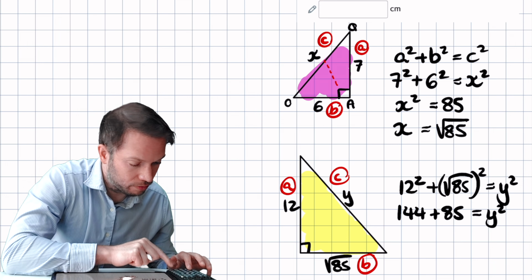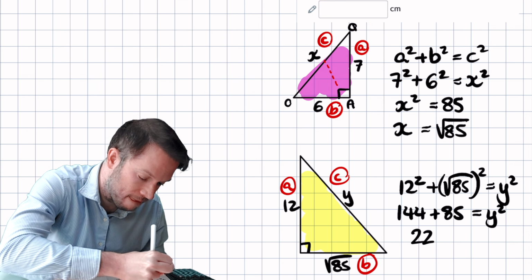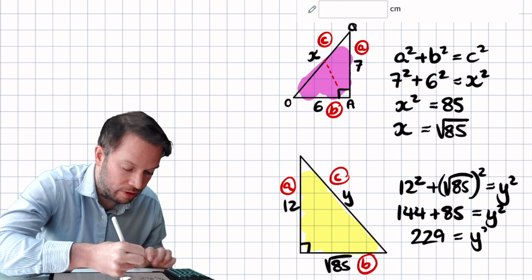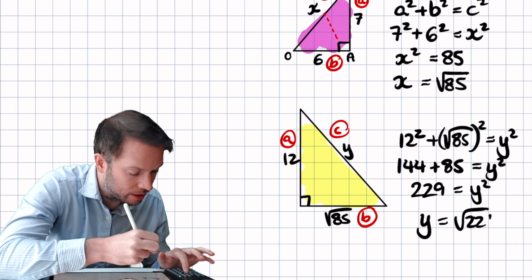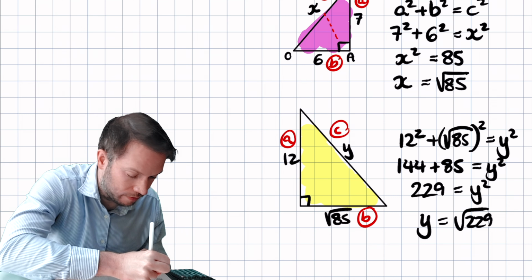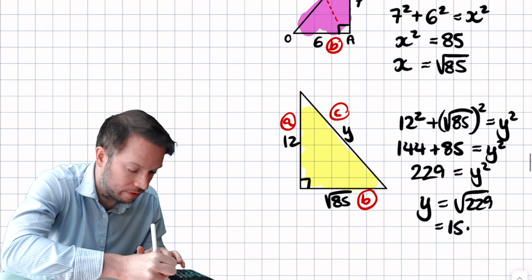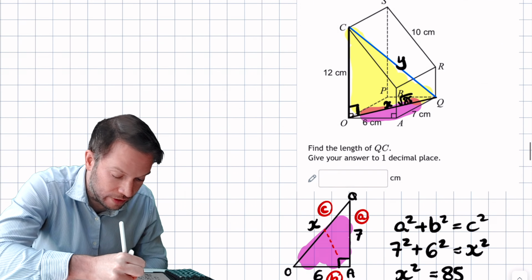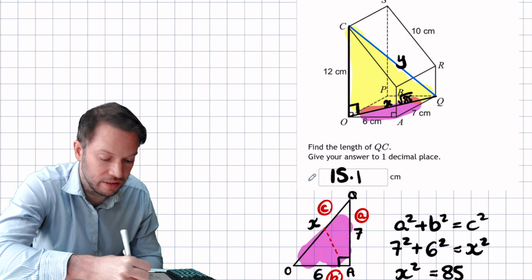Now, what's 144 plus 85? It's 229. Then we square root both sides, so Y is root 229, which as a decimal is equal to 15 point, how many decimal places? 1 decimal place, so 15.1 centimetres. So that's the answer. QC is 15.1 centimetres, and we're done.